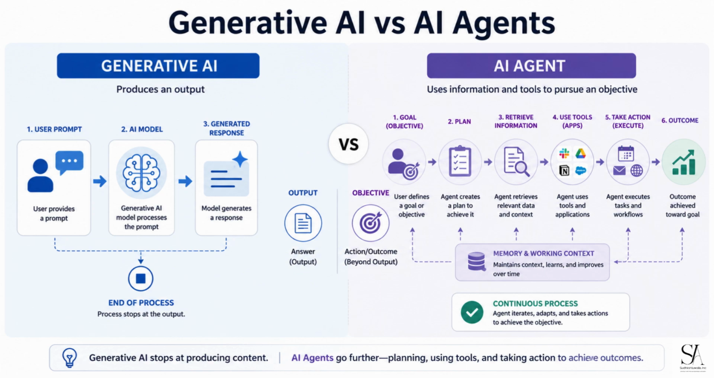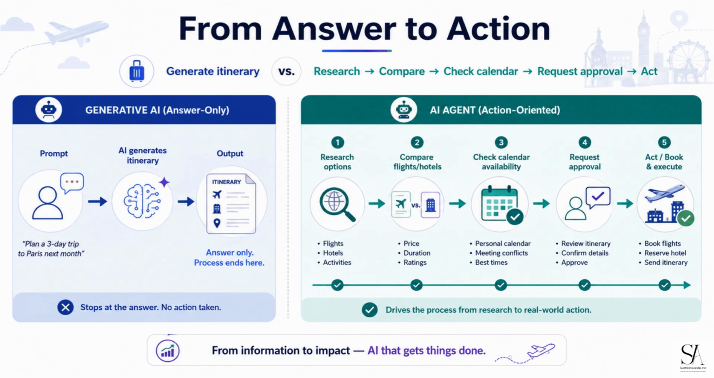An agentic system could potentially do more. It might research alternatives, compare available options, check a calendar, examine prices, organize possible choices, request your approval, and then use connected applications to carry out approved actions. The distinction can therefore be expressed quite simply. Generative AI produces an output. An AI agent uses information and tools to pursue an objective. This marks an important transition. Generative systems primarily create content or information.